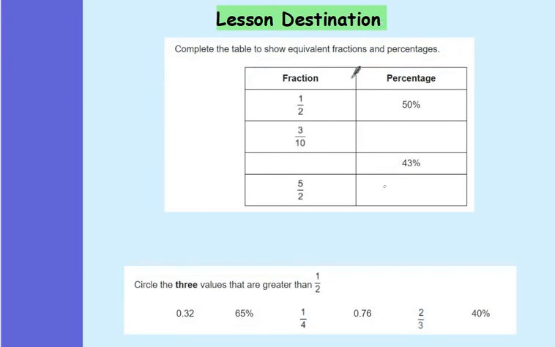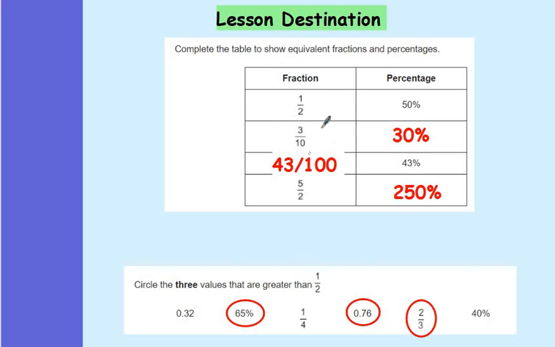Okay, this is our first lesson destination for today. Can you pause the video for 5 minutes and have a go at these questions in your light blue books, please? And here's the answers. I've got 3/10, which is 30%, because that would be equal to 30 over 100.